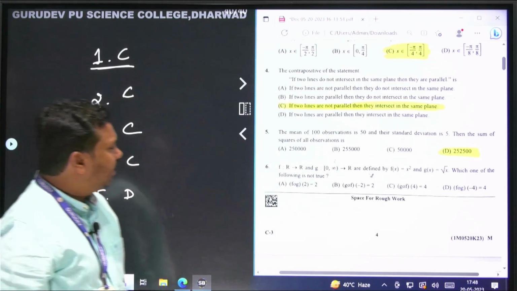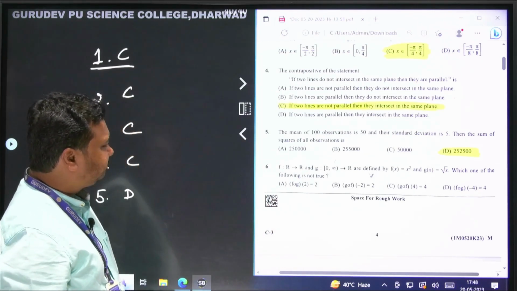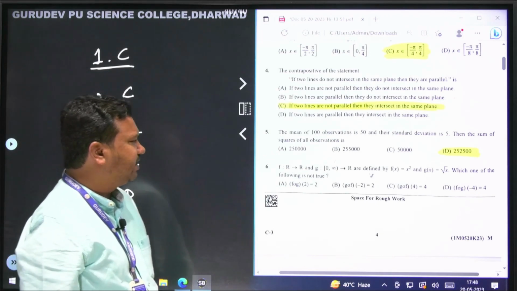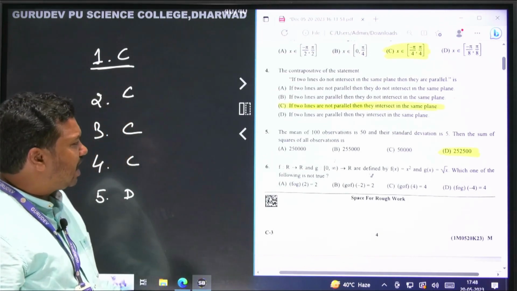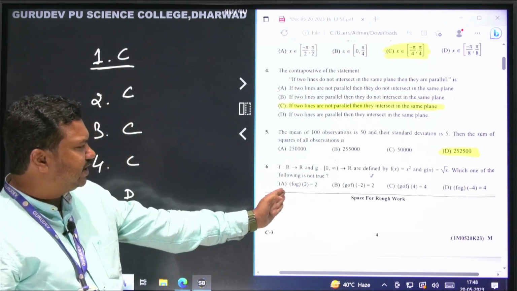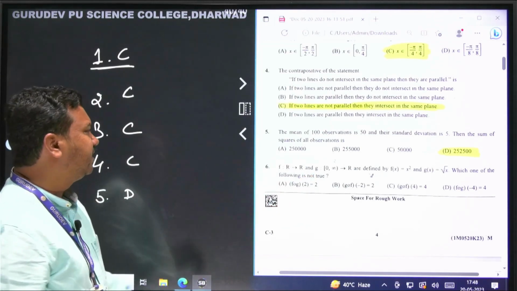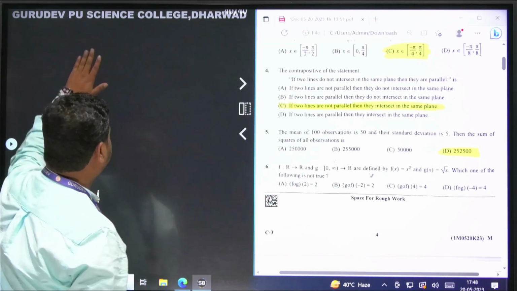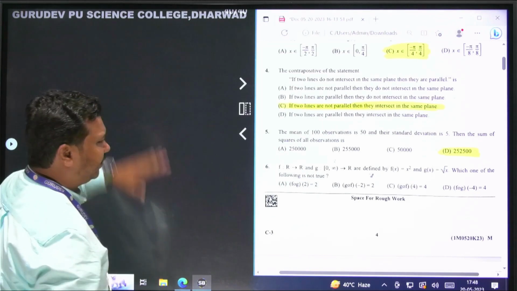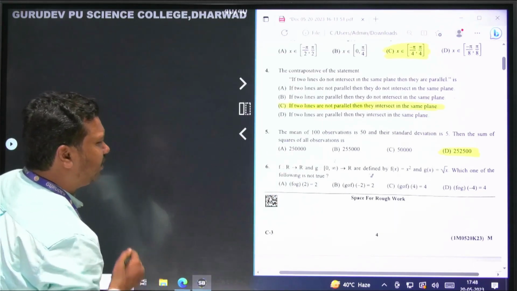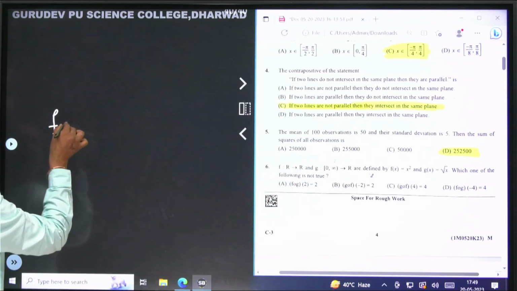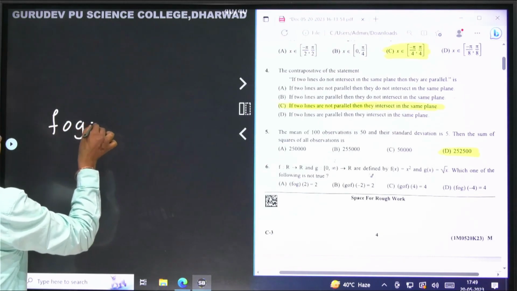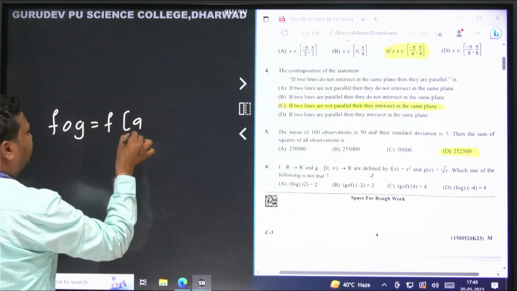Okay, then let's see the sixth question. Again, the question is on relations and functions, and the question is: among these, which of the following conditions is not true? So let us understand. If you observe carefully, just take care of this definition. F composite G, right, can be written as f of g of x.